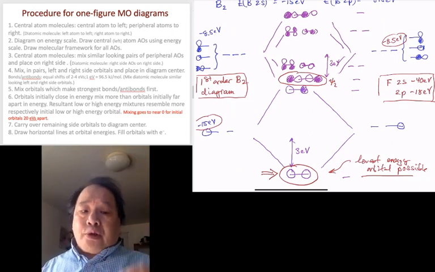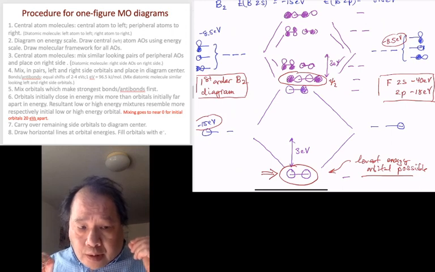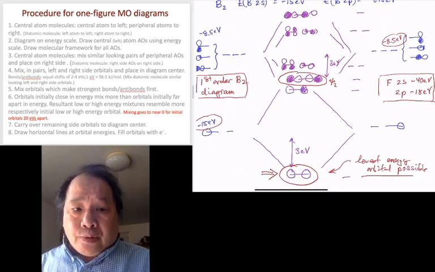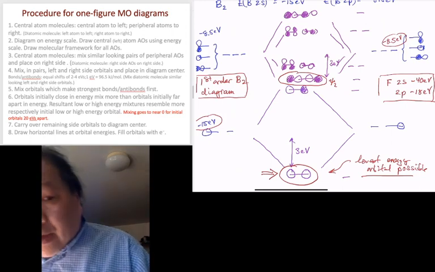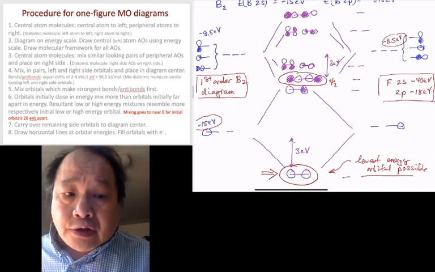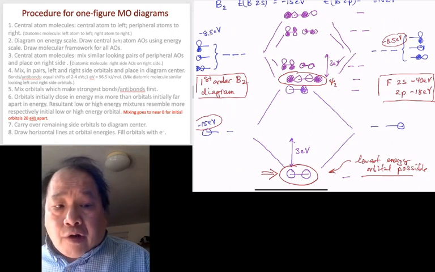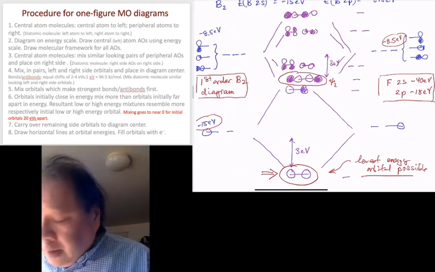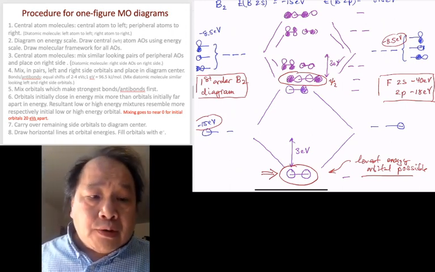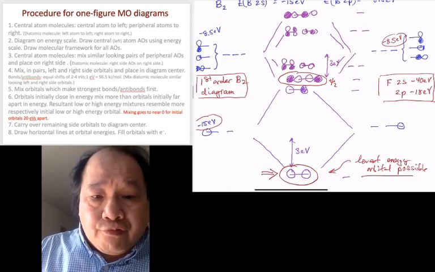Mixing geometry, molecular geometry equivalent orbitals. So boron 2s is in striking range of boron 2p. We should get some mixing. But we cannot do this in our first order diagram because we must mix geometry equivalent orbitals first.